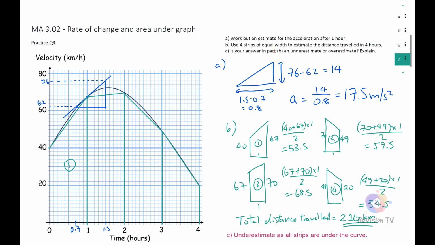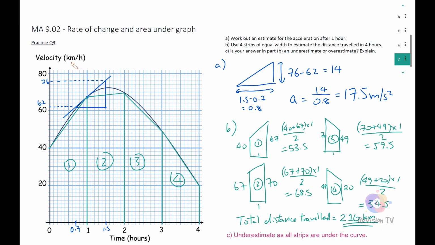Question B, to work out the distance traveled in 4 hours for 4 strips means you have to split into 4 strips, 1 per hour. So strip 1, strip 2, strip 3, and strip 4. For strip 1, you can start with the 40 in here, not from the 0, because the curve starts from 40. For 40 to 67, etc., you can read the actual numbers for each shape. Shape 2 looks like a rectangle, but actually is a trapezium. Okay, so I've got 216 for the final distance traveled.